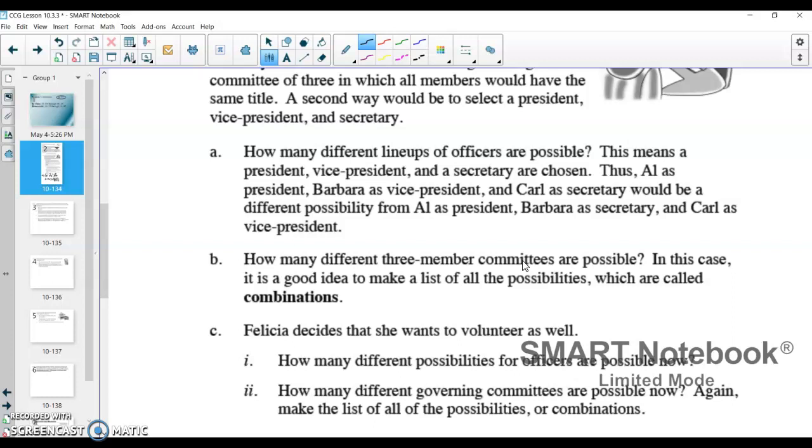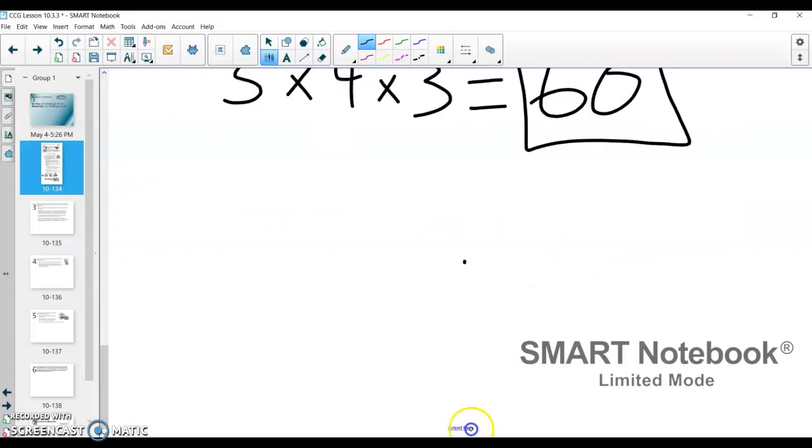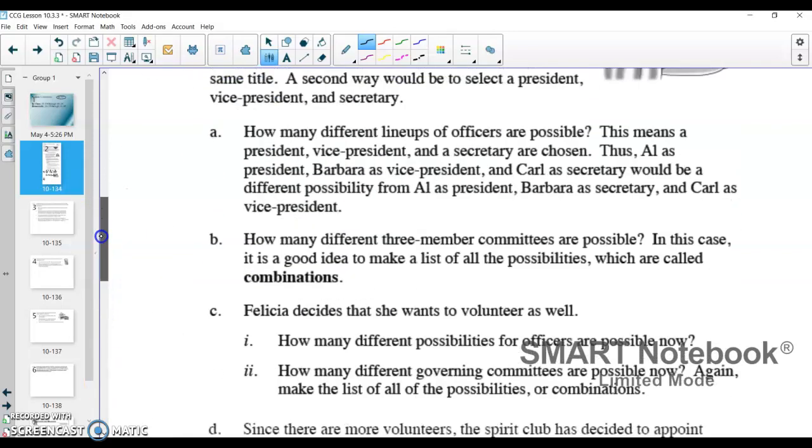You can just get selected to the committee or you don't get selected to the committee. So in this case, it is good to make a list of all the possibilities, and we're going to call those our combinations. This gets a little bit long, but we're not going to do a list of 60, which is nice because combinations are a smaller number of arrangements.